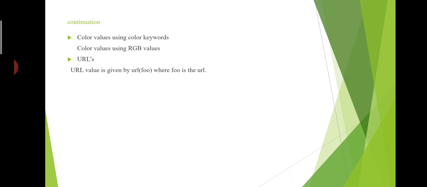Next, color values. Color keywords, color values using the RGB values, URLs. The URL value will be given by url(foo), where the URL address will be provided with the foo argument name.